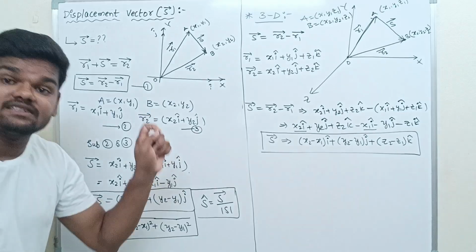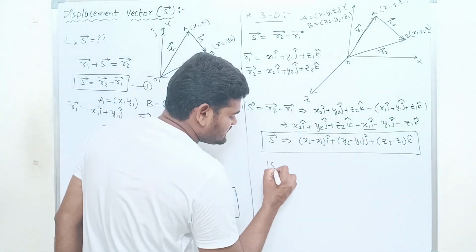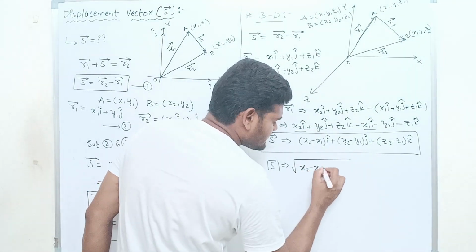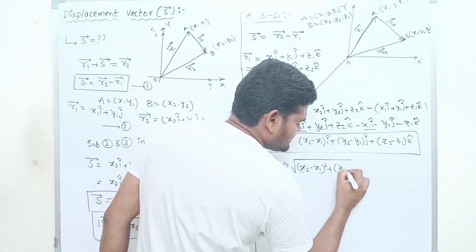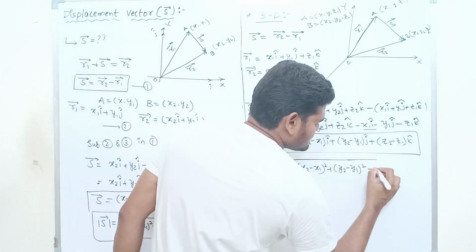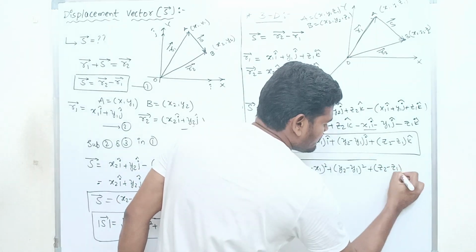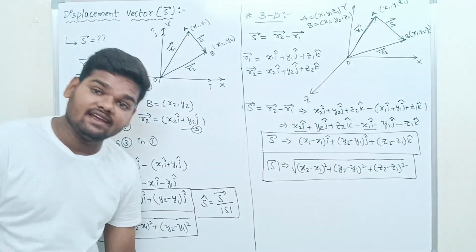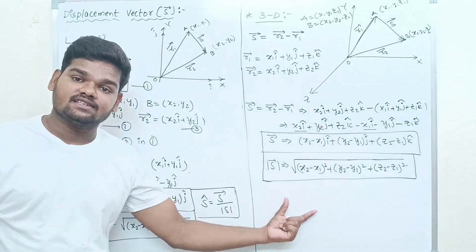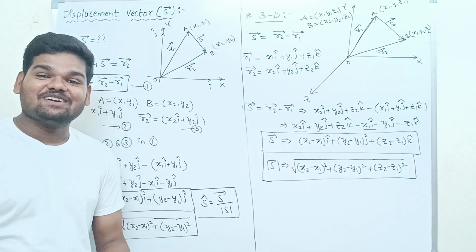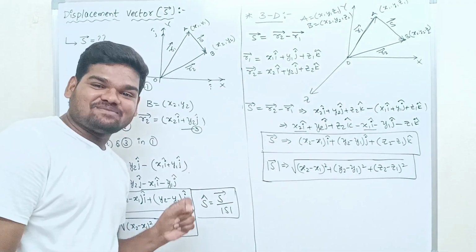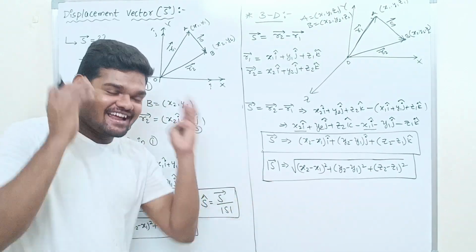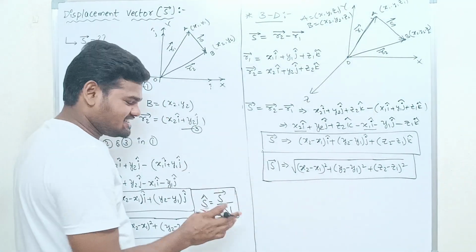And if you want to find its magnitude, s bar is equal to the square root of (x2 minus x1) whole square plus (y2 minus y1) whole square plus (z2 minus z1) whole square. So this is the magnitude of the displacement vector in a three-dimensional coordinate system. Any doubt? And the unit vectors and all these things are easy things, so don't get worried.